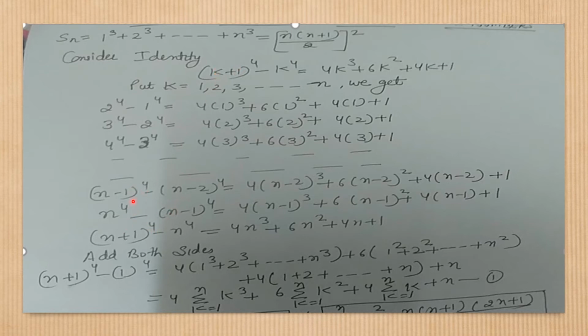We took some more terms here for clarification. The last one is when k is n. So it will be n plus 1 raised to power 4 minus n raised to power 4, that is 4n cube plus 6n square plus 4n plus 1.